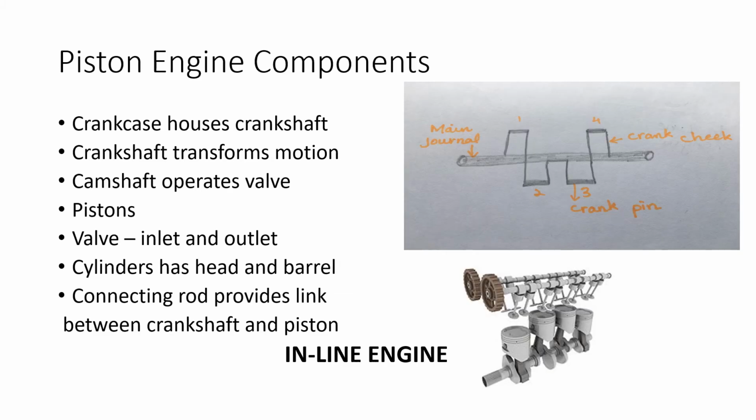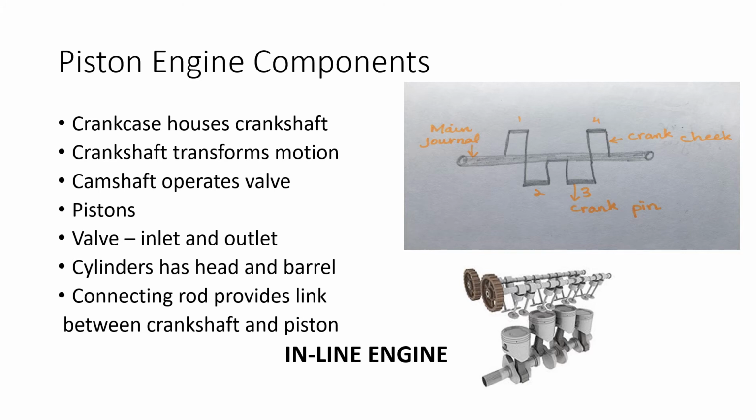In our next slide, I will talk about the piston engine components. Now, the number one is the crankcase. It is like a box in which the crankshaft sits. And then the number two is the crankshaft, that transforms the chemical motion into the rotatory motion. And then there is a camshaft.